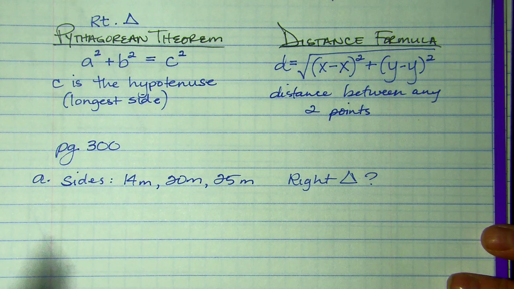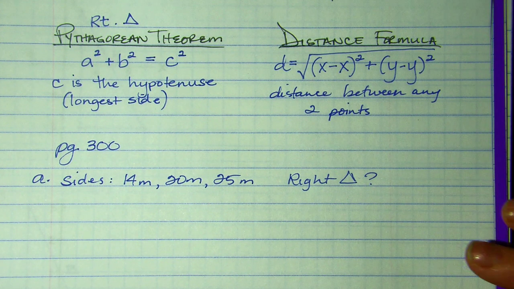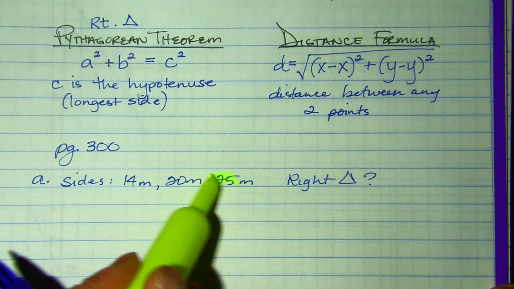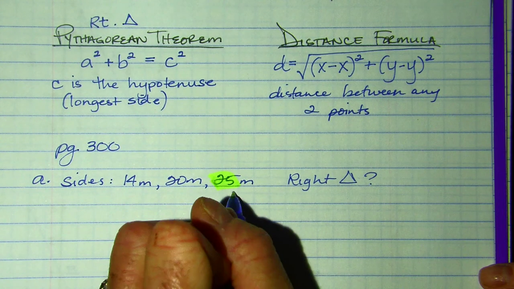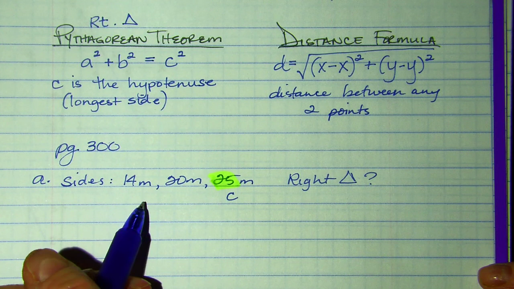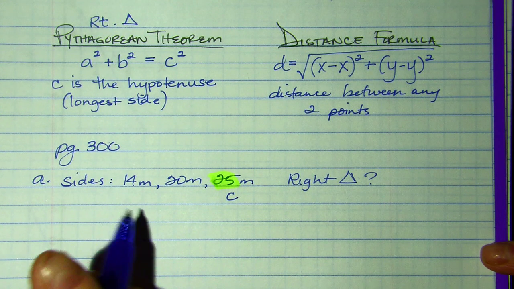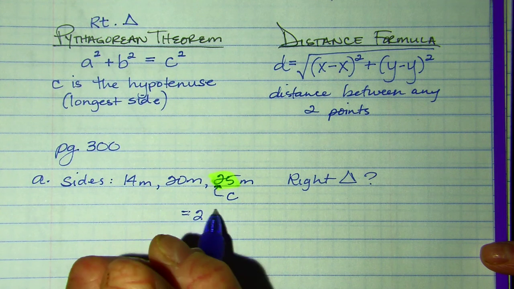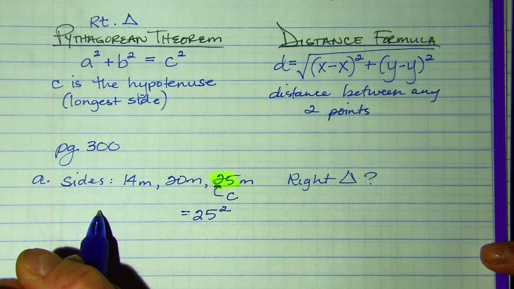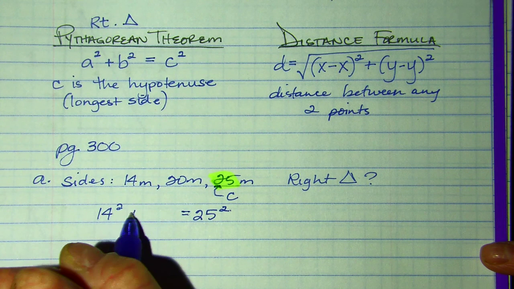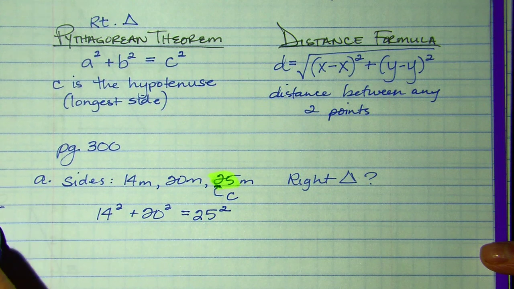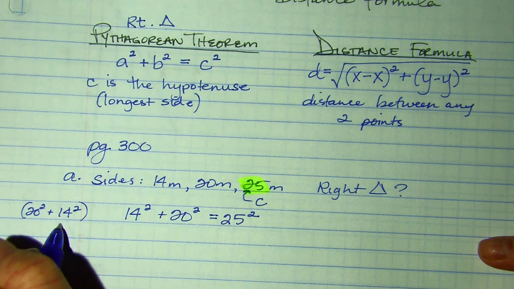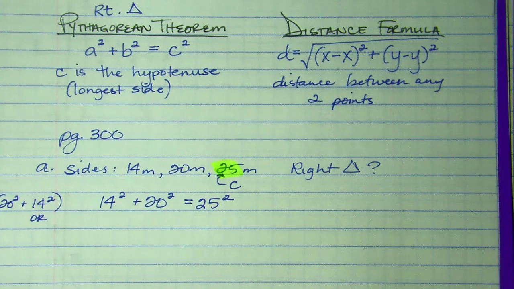The first thing I'm going to do is identify my hypotenuse. Remember, our hypotenuse should be the longest side. So the longest measurement here is 25. So I know that this is C, and you can make these A, B. It doesn't matter which one you write first. I just know that that is the hypotenuse. So the right should represent 25 squared. The left, you can put 14 squared plus 20 squared, but please note you could also write 20 squared plus 14 squared. This would be okay too. It doesn't matter what order you put the left in.